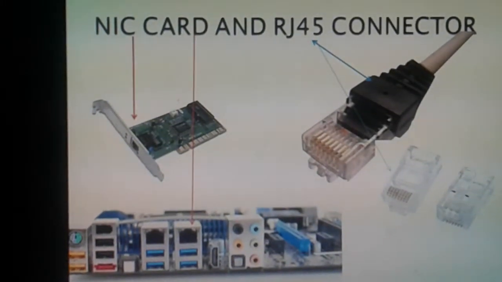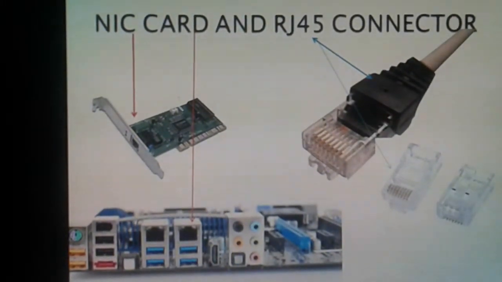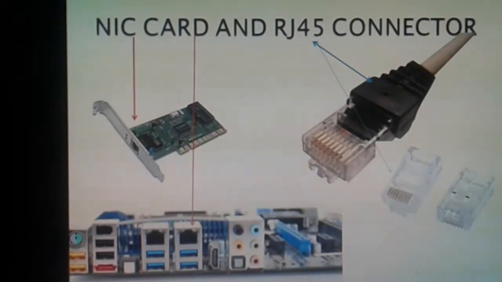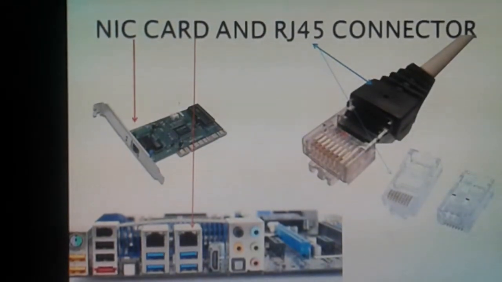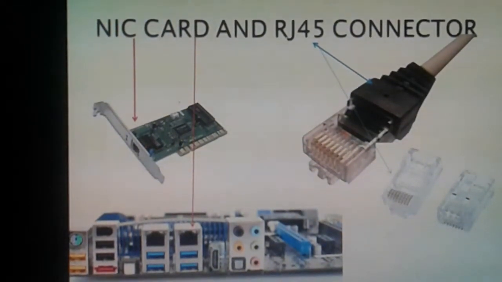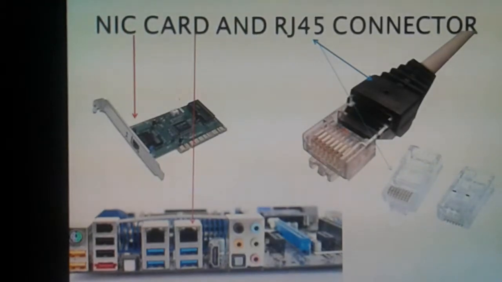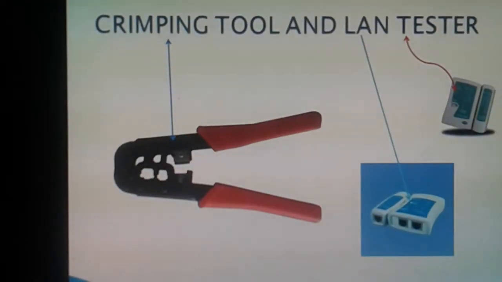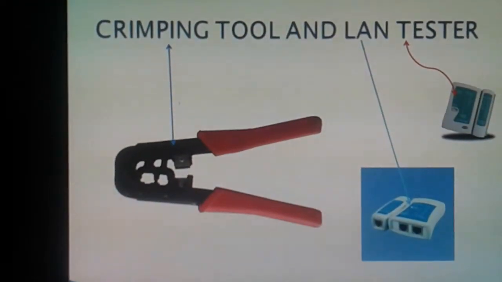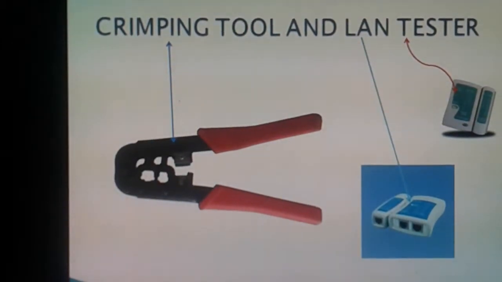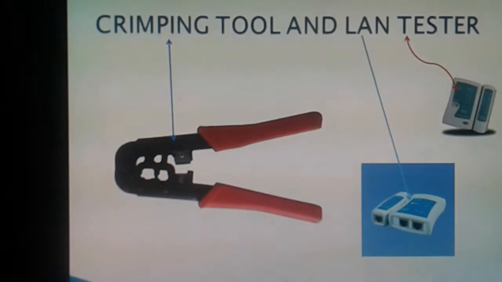This is the required RJ45 and NIC card. RJ45 is on the right side of the slide, and on the left side is the LAN port in the motherboard, which is fitted with a NIC card if there is no LAN port in the motherboard. A crimping tool is required to place the connector on the cable layout, and the cable layout is given in the next slides.